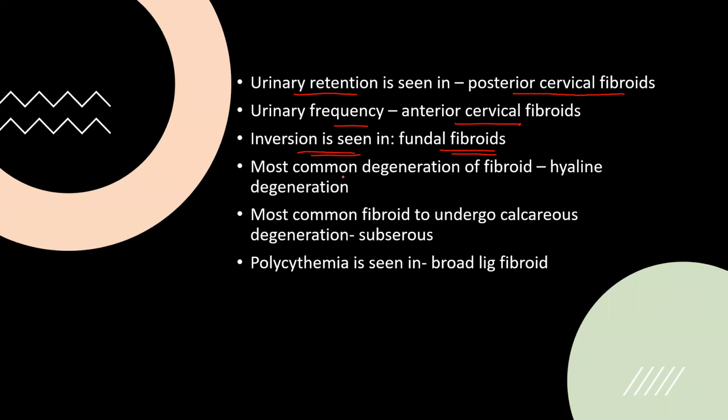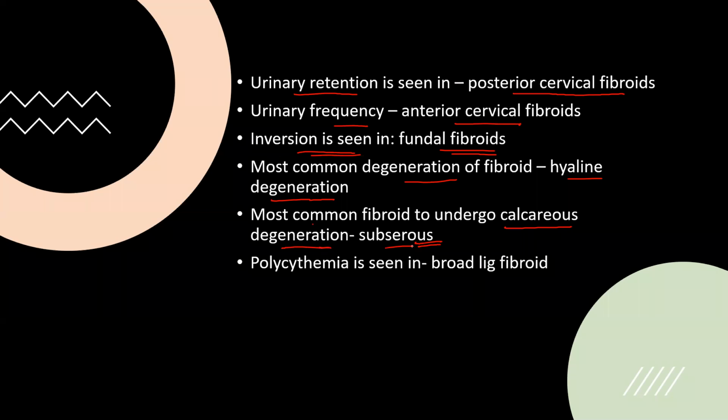Next one, the most common degeneration that occurs. We know there is hyaline degeneration, calcification, red degeneration, and all that. But the most common degeneration of the fibroid is hyaline degeneration. Remember, it is hyaline degeneration. But what is the most common fibroid to undergo calcareous degeneration? Remember, that is subserous. For any kind of fibroid, the commonest degeneration that is going to take place is hyaline degeneration. But which fibroid will undergo calcareous degeneration?